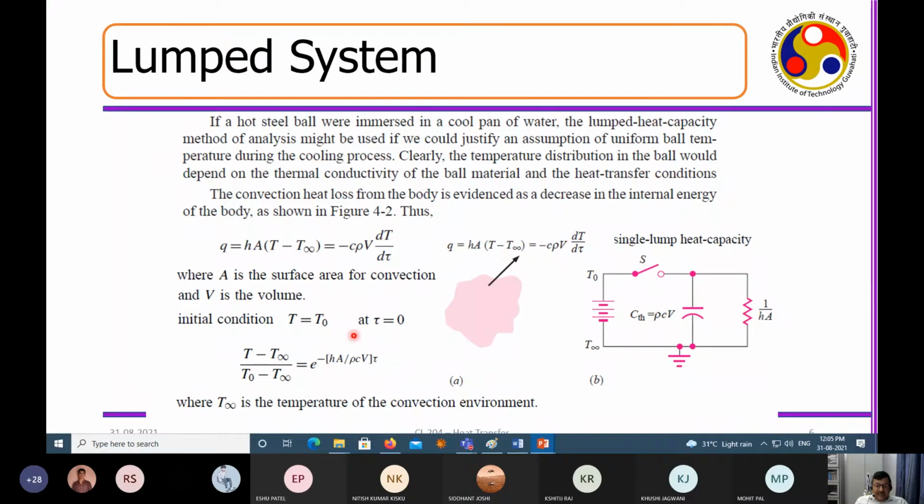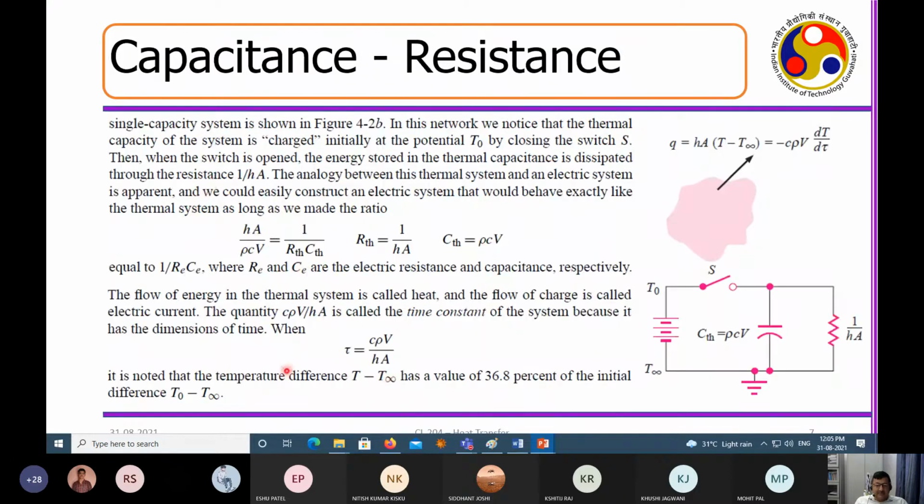And then if you analyze this parameter hA by rho CV, you essentially get the multiplication of the reciprocal of the thermal resistance and the thermal capacitance. So what is a thermal resistance? For a convective system, it is 1 by hA. For a conductive system, it is delta x by kA. And what is the capacitance? Capacitance is rho CV.